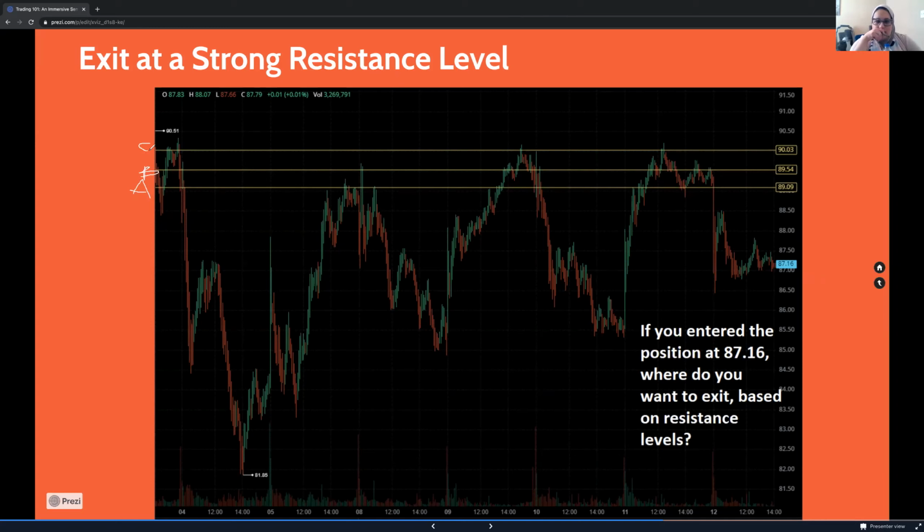Okay, we're just going to take a few minutes. So you entered at this price right here, 87.16. Where are you going to exit? What's the strong support level? Which of these lines makes the most sense? A, B, or C? You meant resistance. Yeah, what's the best resistance level out of these 3 based on the chart?